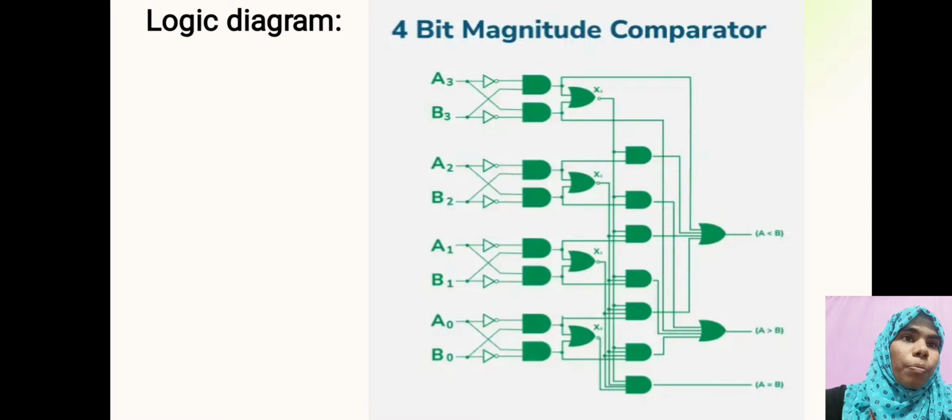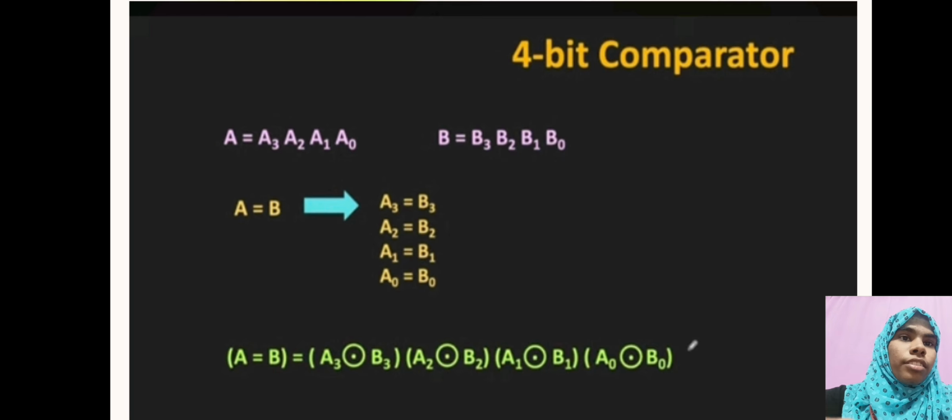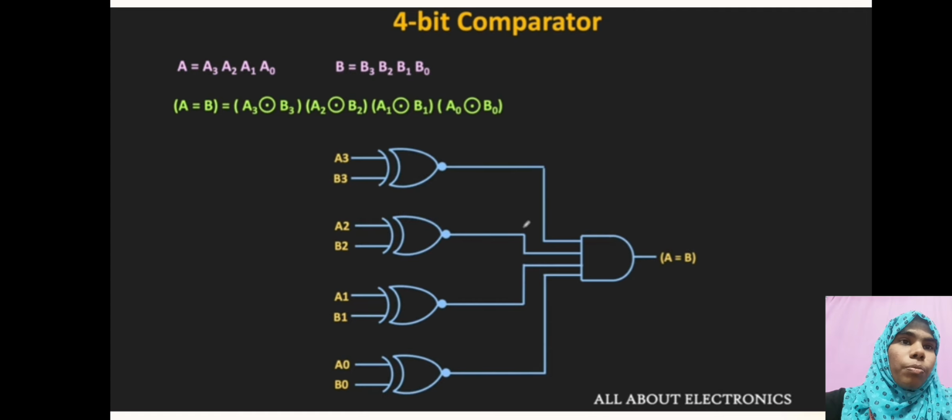This comparator logic diagram is drawn from the logical expressions for A greater than B, A equals B, and A less than B. The X3, X2 are also included in this, so we have to take them in from there only. This is the magnitude comparator, the 4-bit magnitude comparator.